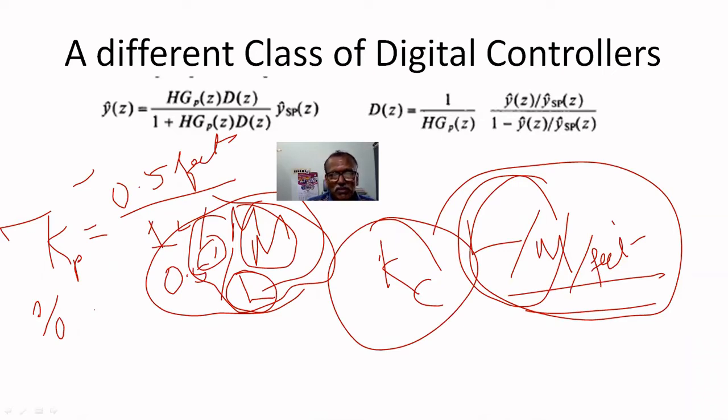Take one temperature process from 0 to 3000 degrees centigrade. It has to be maintained at 1500 degrees centigrade. The total span is 0 to 3000 degrees centigrade, and it should be maintained at 1500 degrees centigrade.